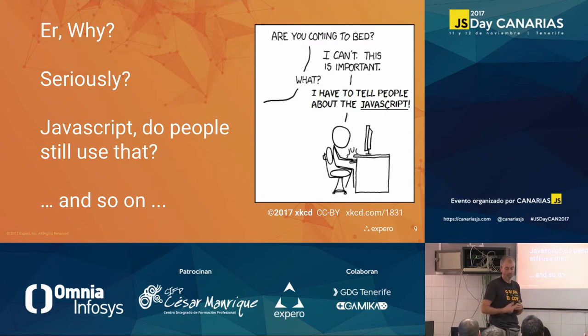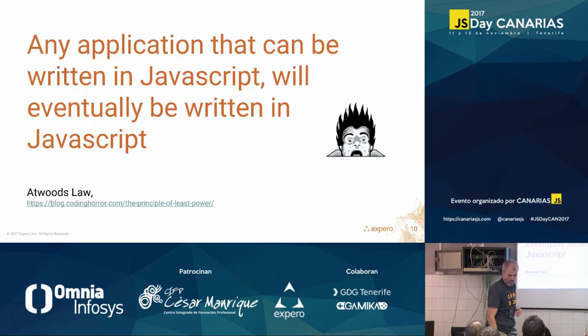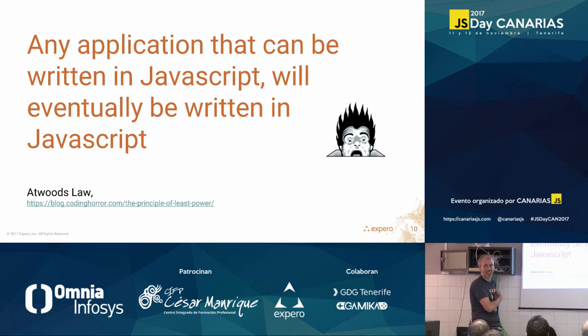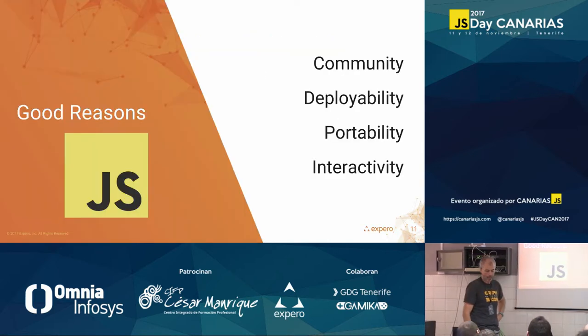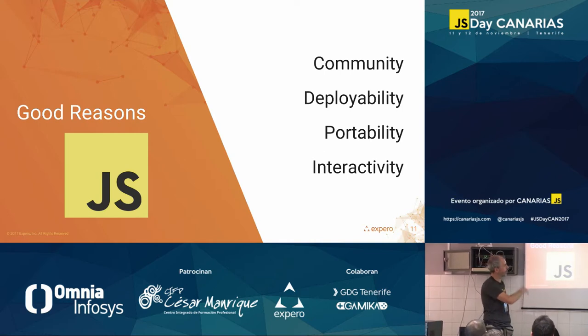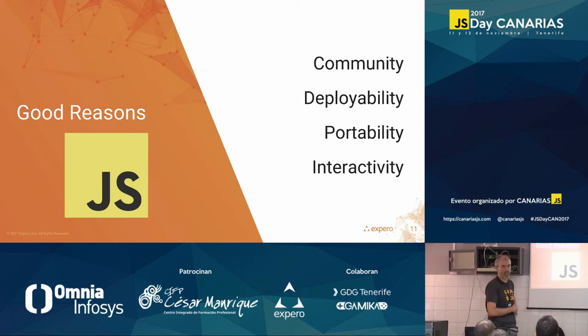So it's important that the JavaScript community is going to be a part of that machine learning revolution. So this is one response. And of course it's going to happen in JavaScript, because everything does eventually happen in JavaScript. But there's a good reason for that. And that's community, deployability, portability, and interactivity.